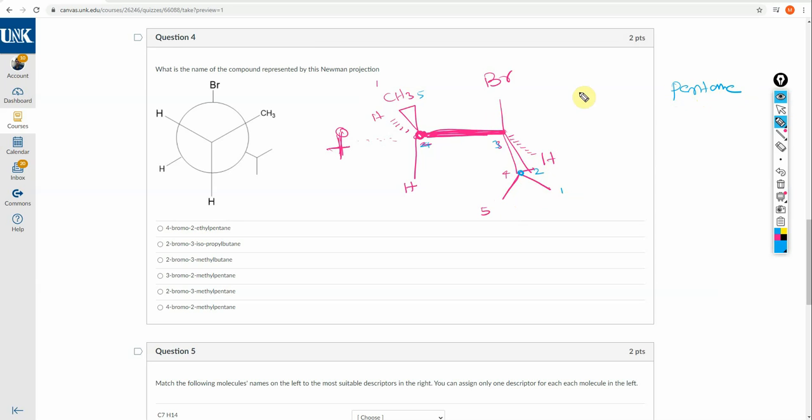and then it's going to be 3-bromo-2-methyl pentane. Alright, so it's going to be 3-bromo-2-methylpentane. That is the name of that molecule.